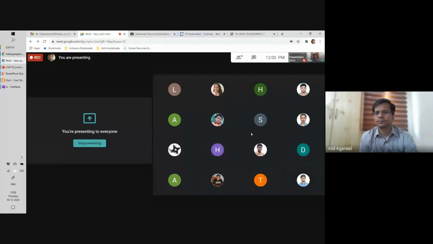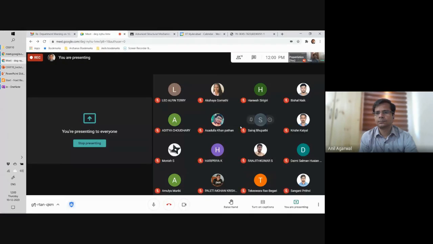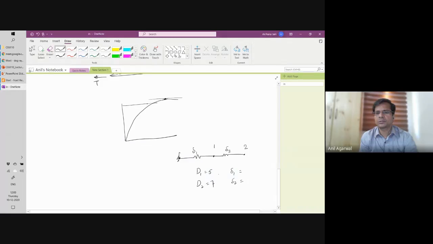Sairaj? Yes, sir. What are the spring deformations? Sir, this point is moving by 5 millimeter, this point is moving by 7 millimeter. What are the spring deformations?